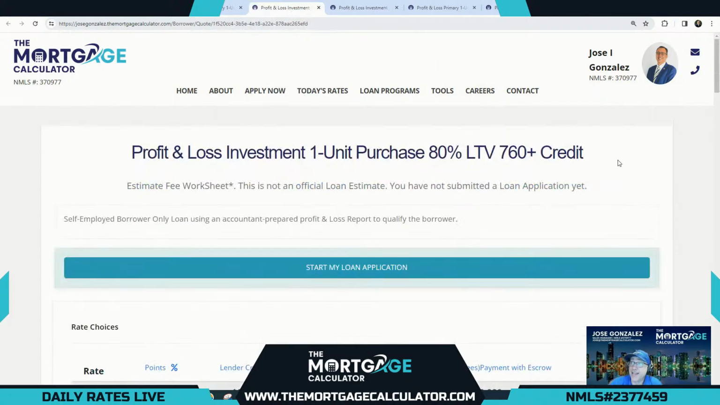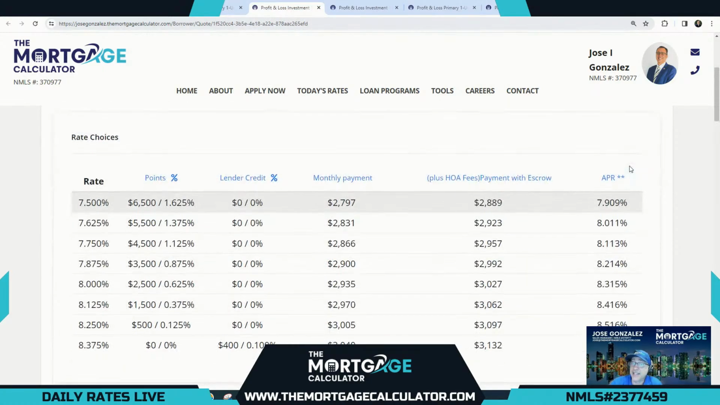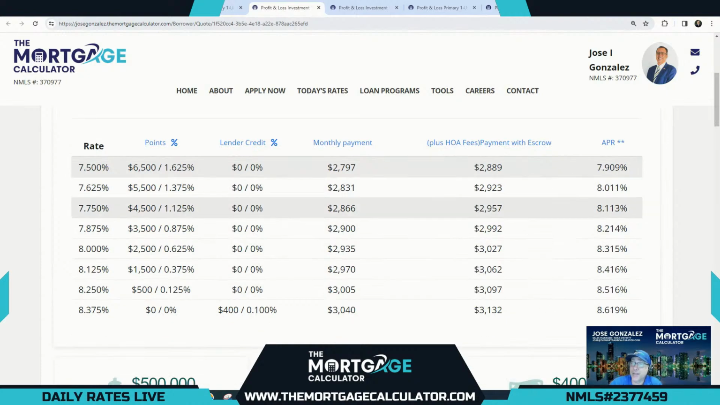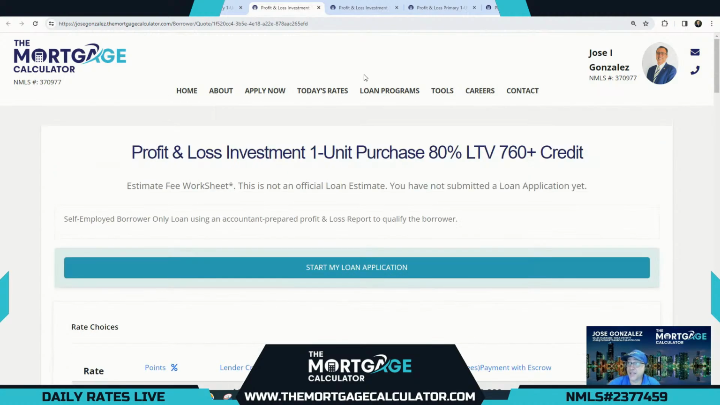Now at an 80%, which is more the norm, you can see again how much better the rates get, right? We have 8.375 actually with a little bit of a lender credit there, and you can buy that down to 7.5, which is only at a cost of 1.625 points. So still very good rates, very low prices for our investment 80% purchase.